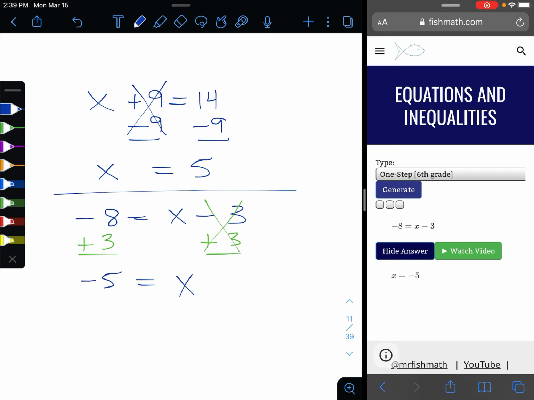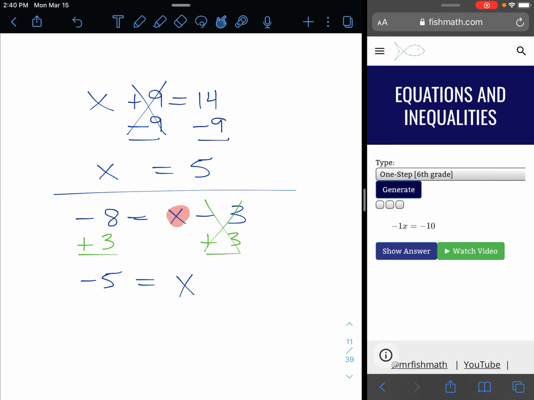Again, this should make sense. If you take negative 5 and you put it back in for x, negative 5 minus 3 would be negative 8, which is why the x here is negative 5. Let's try another example. So this one, negative 1x equals negative 10.